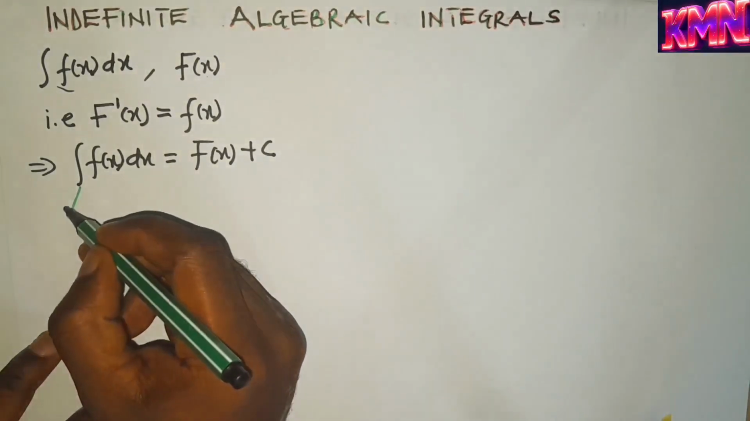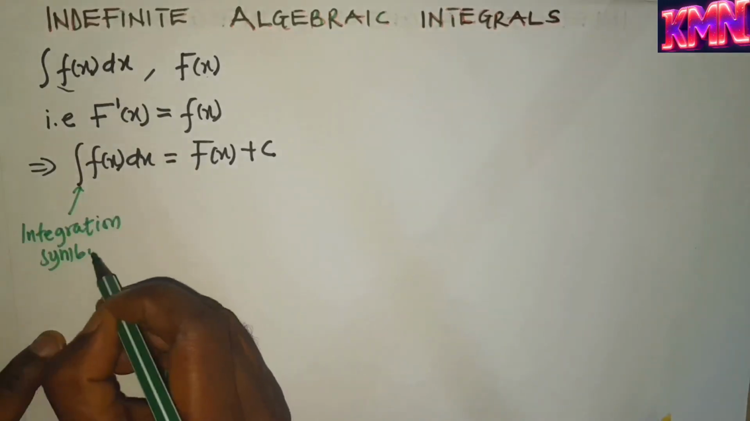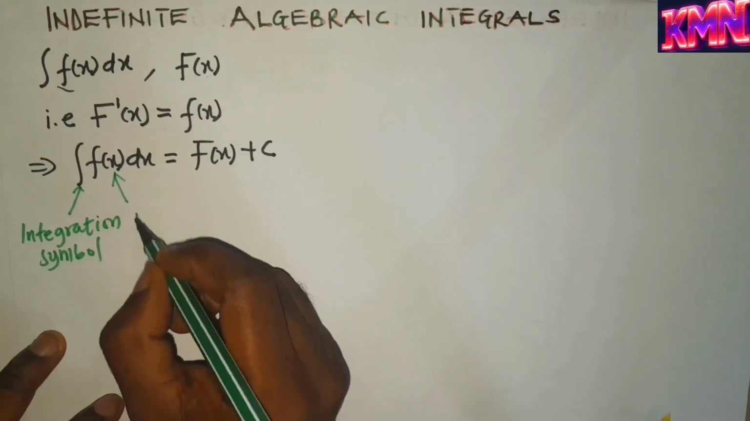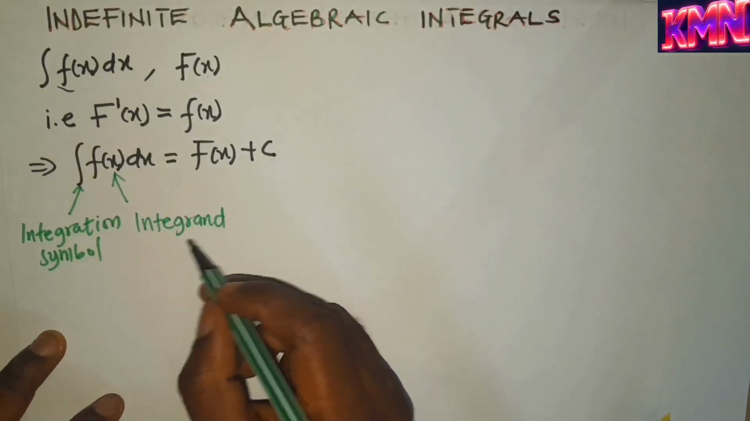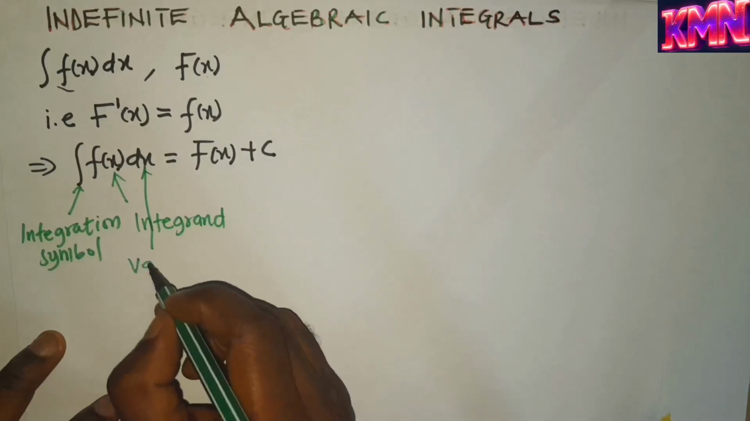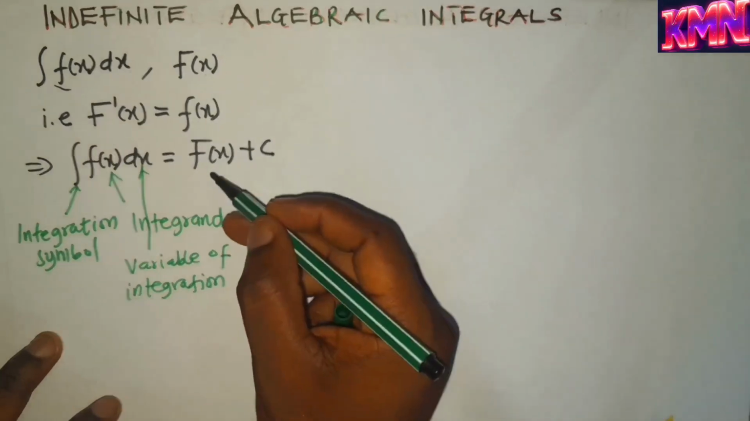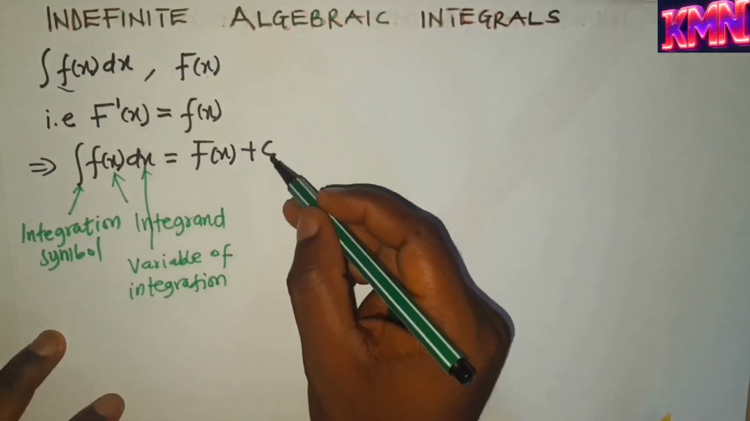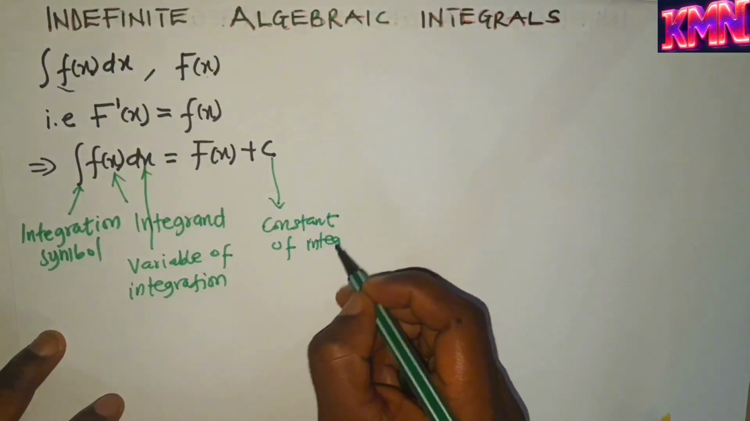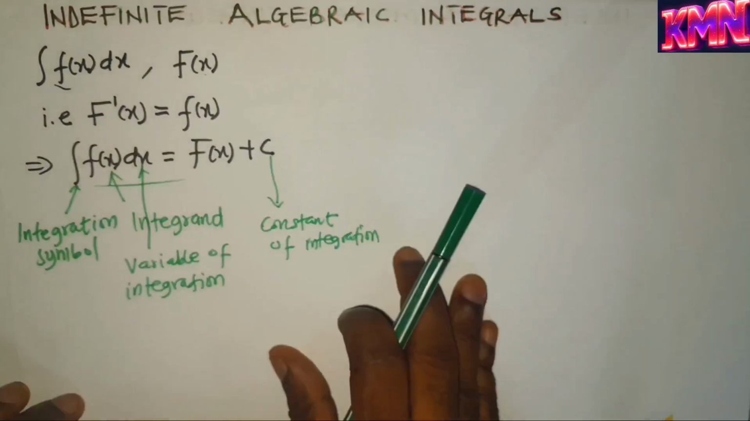This symbol is termed as the integration symbol. Now the small f at x over here is named the integrand. And now somebody may ask, what is the meaning of the dx? This dx is the variable of integration, and of course this is our antiderivative. And now lastly, our constant of integration. Let's look at some of the basic indefinite algebraic integrals.